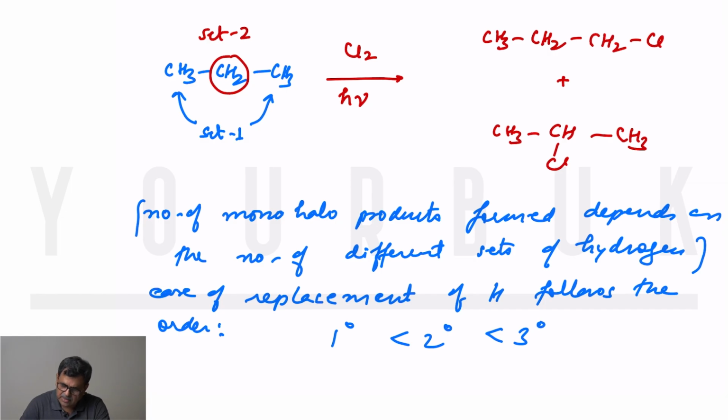Now since in this case this hydrogen is 2 degree, when you replace the hydrogen from the 2 degree carbon, it gives the major product. So this is my major product and this is my minor product. This way you have to decide. So two things you have to follow. One, how many products are obtained depends on the number of different sets of hydrogen. Then which one is the major one? Look at the stability. Ease of replacement of H follows the order primary, secondary and tertiary.